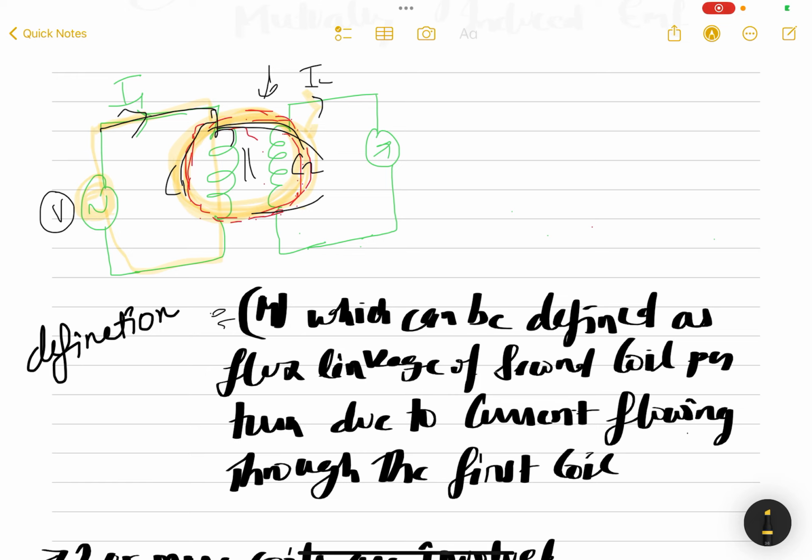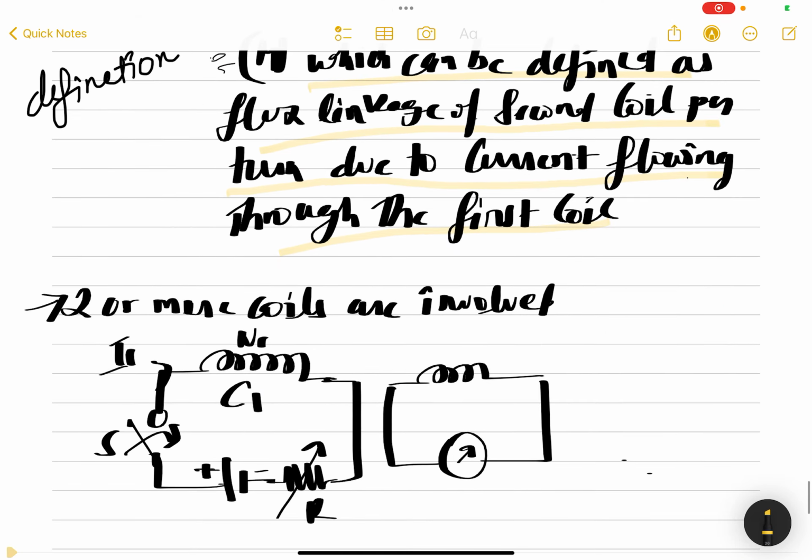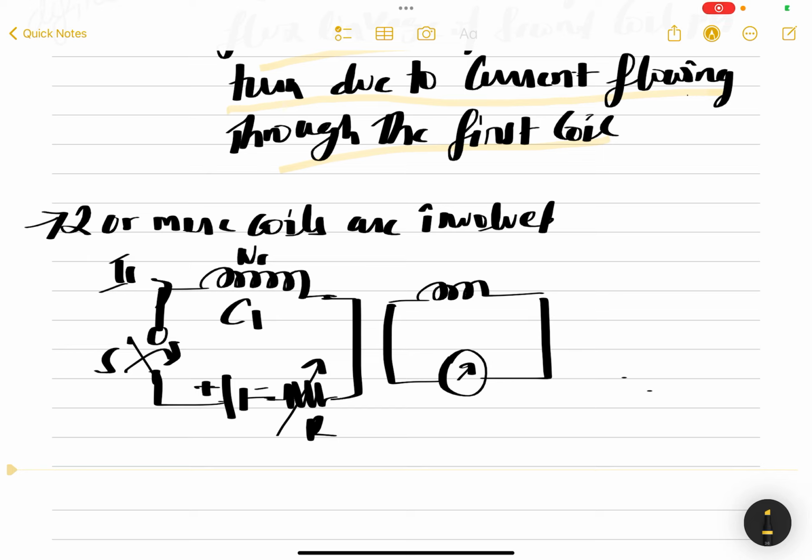As the name suggests, it is a mutual inductance, so you need two coils in this area, right? So let us go through the definition. Mutual inductance can be defined as the flux linkage of the second coil per turn due to current flowing through the first coil. Okay, so this is what we derived from the circuit diagram which I have shown you, right? Now I will explain this process through some pointers so that you will get a deeper knowledge of it.